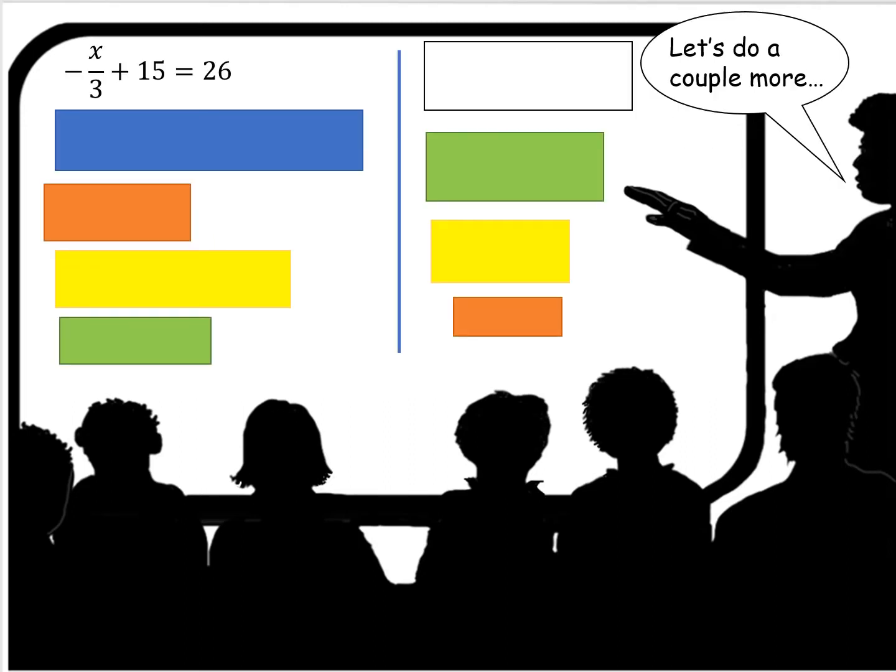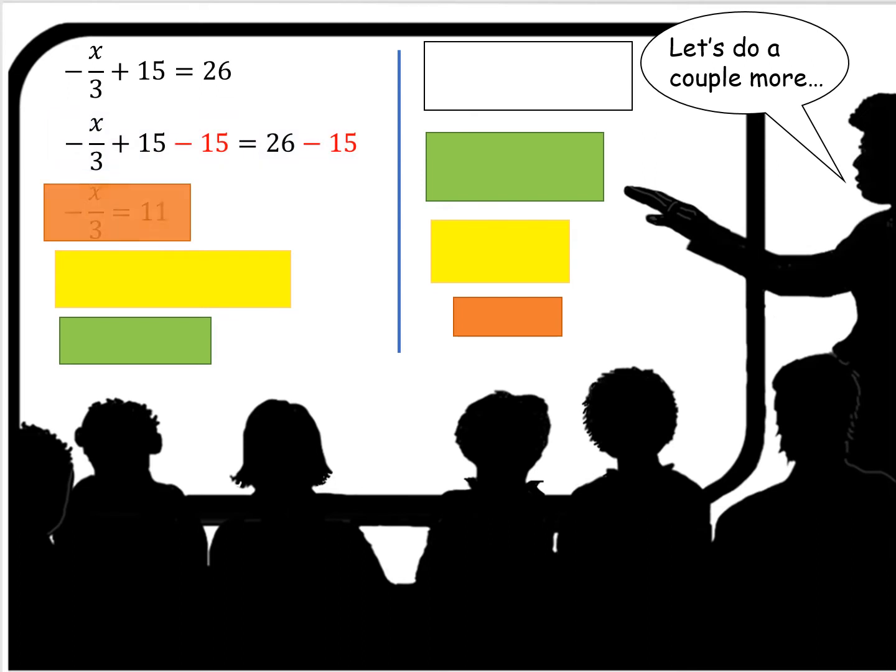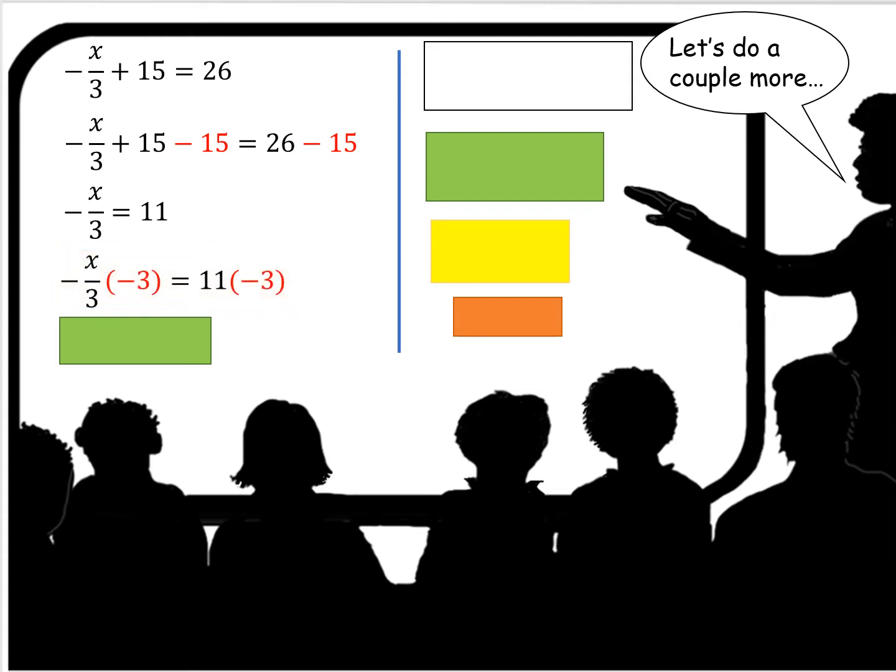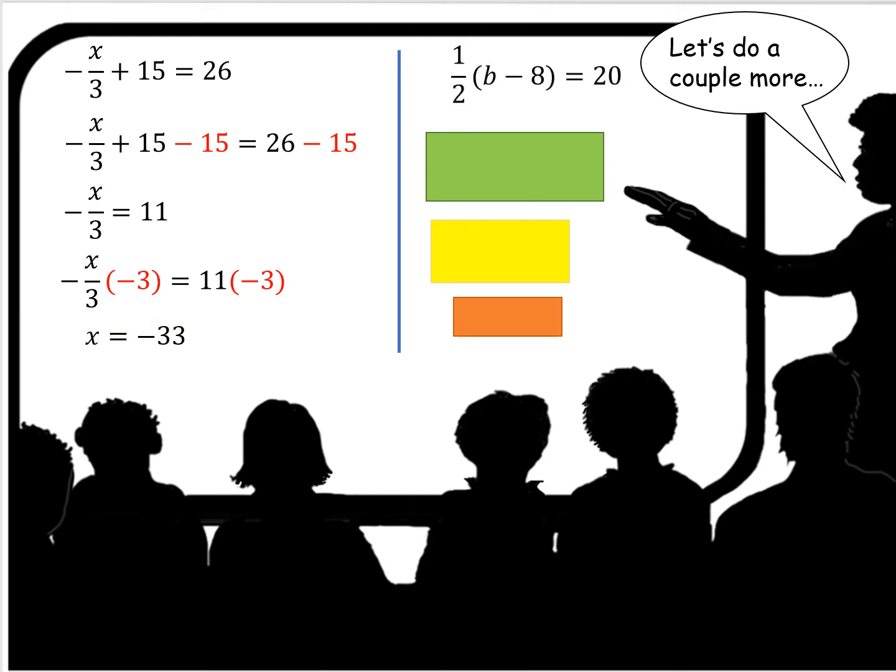Okay, let's do a couple more. So there we have our equation. Again, we're trying to isolate the variable x. So the first thing we do is subtract 15 from both sides. We get minus x over 3 equals 11. And then we're going to multiply both sides by minus 3. And we find that x equals minus 33.